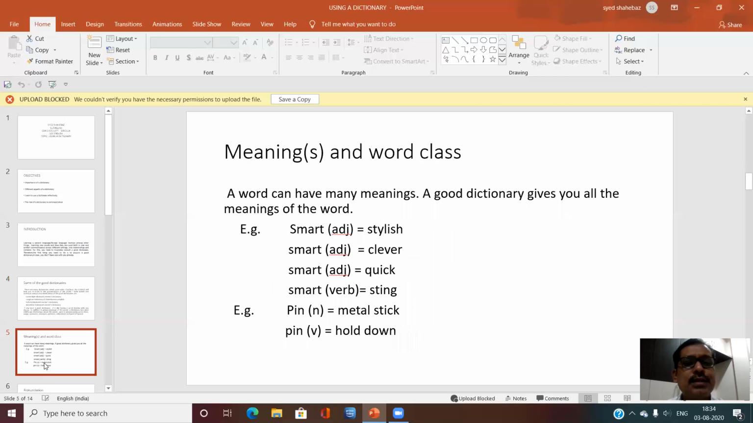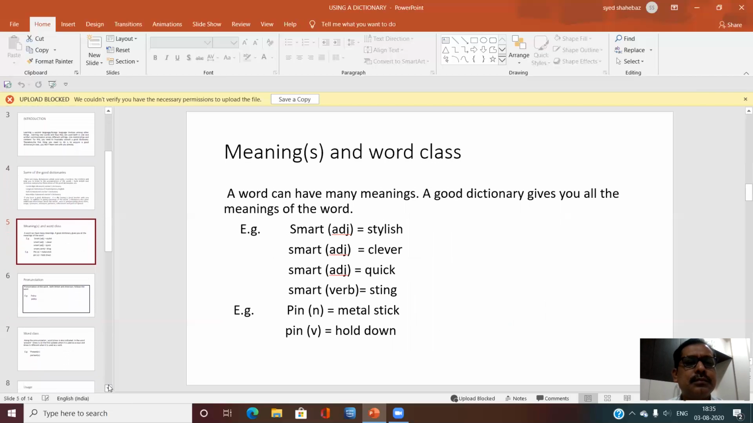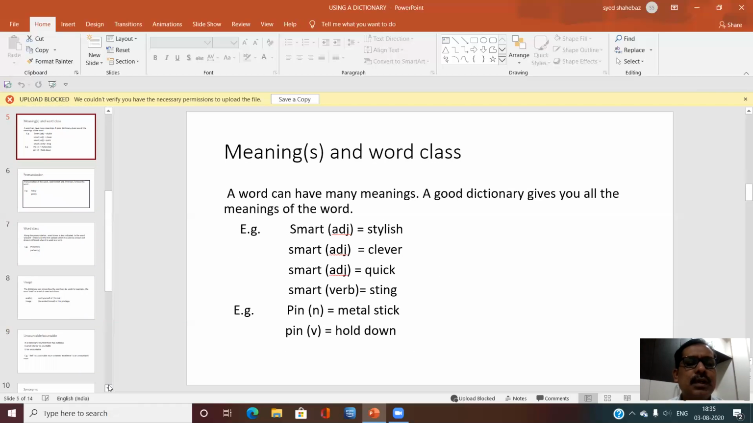Let us come to the next slide. Let us learn the different aspects of a dictionary, functions of a dictionary. First is meanings and word class. A word can have many meanings. A good dictionary gives you all the meanings of the word. The same word with the same spelling will have different meanings. A good dictionary gives all these meanings of the same word.